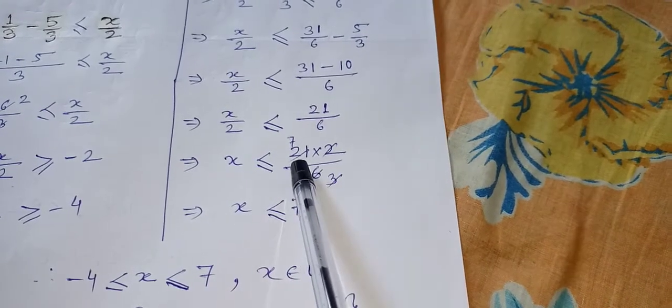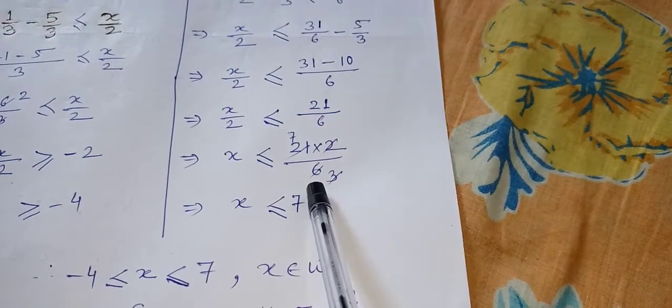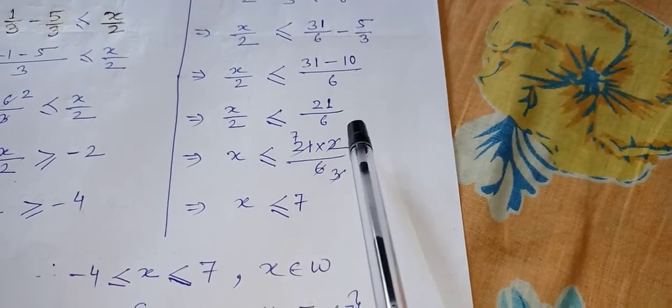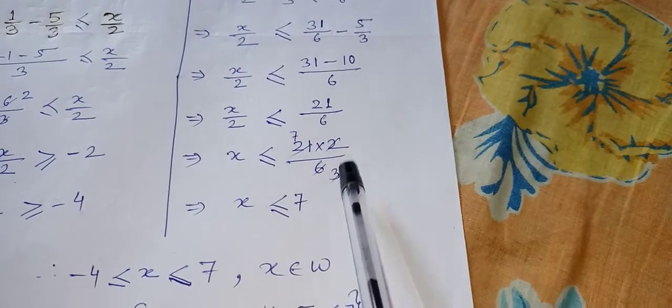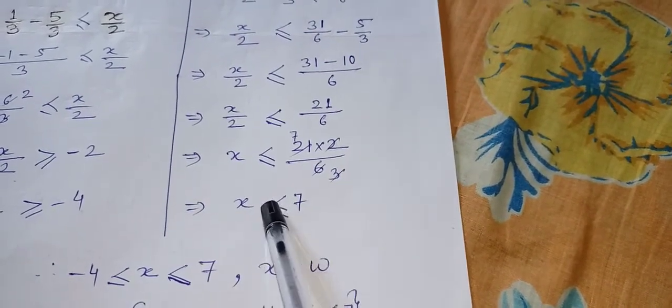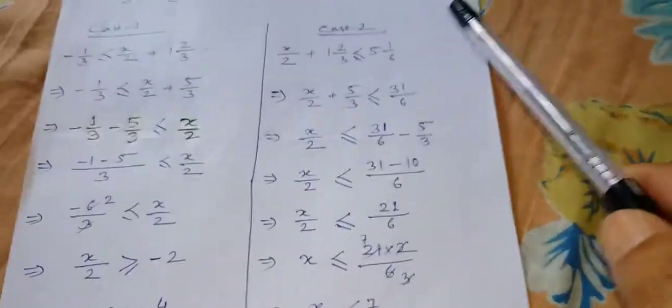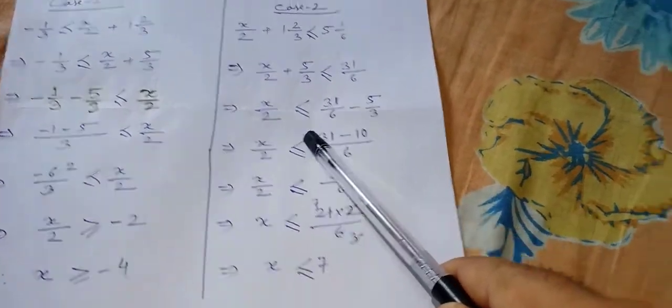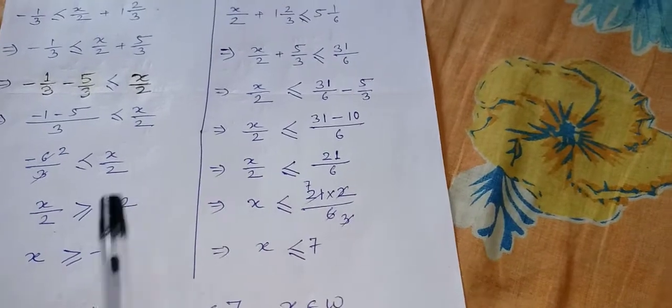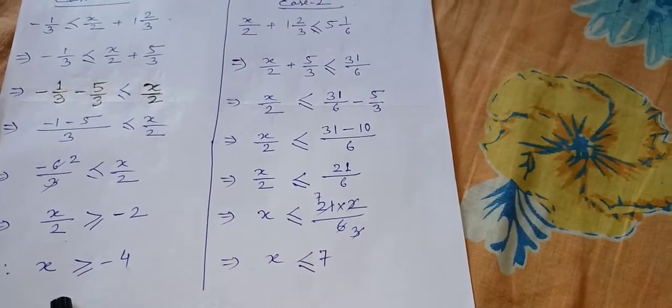So my final result is 21 into 2 by 6. I am cancelling it with 2. 2 1s are 2, 2 3s are 6, and 3 7s are 21. So my final result is x is less than or equal to 7. So you can see the symbol less than or equal to did not change till the end, because it has already changed in case 1.